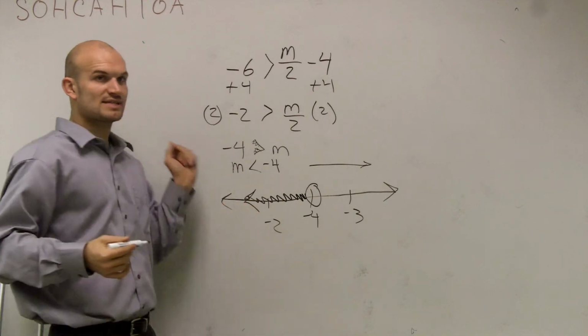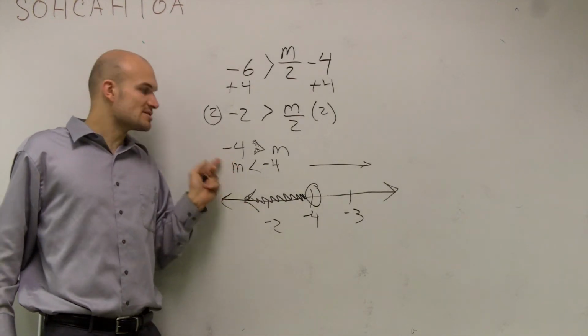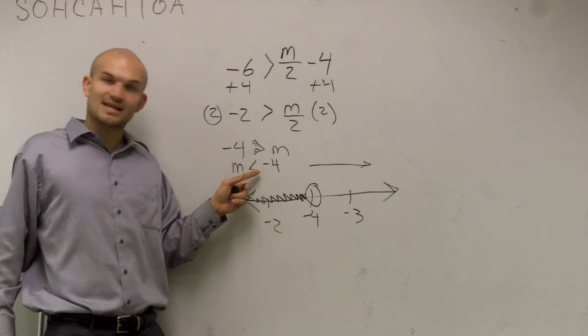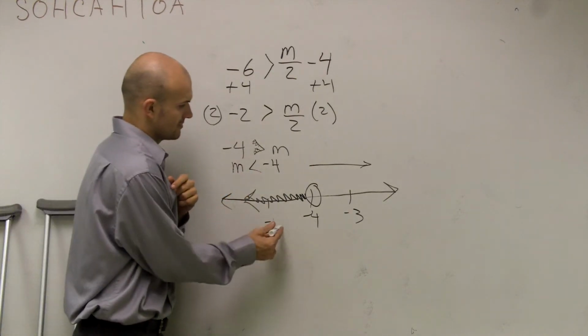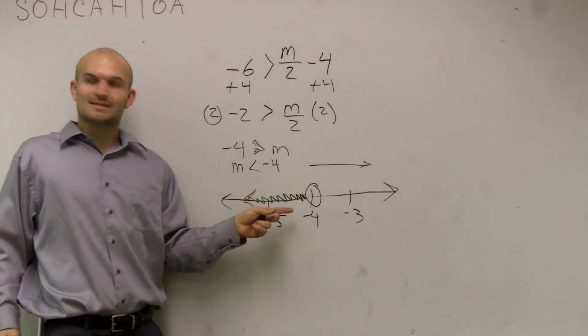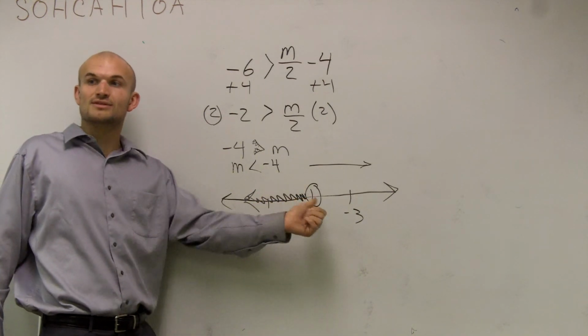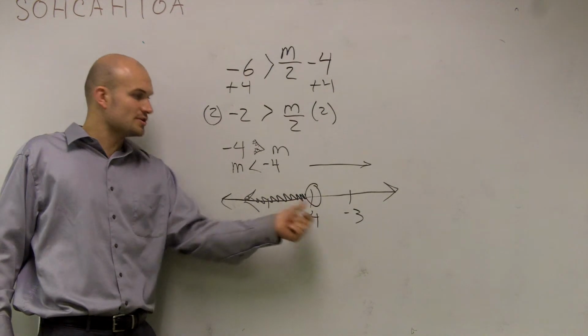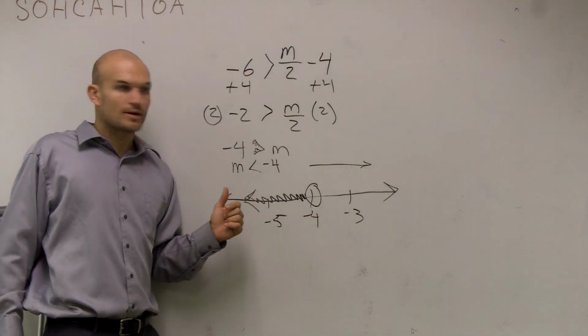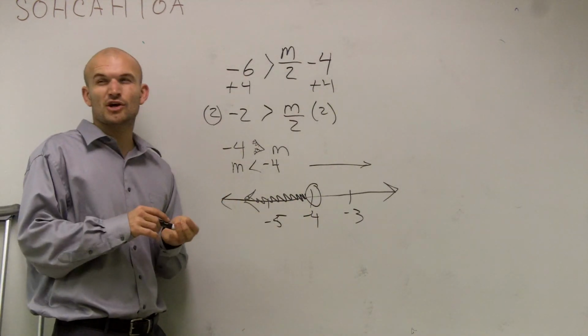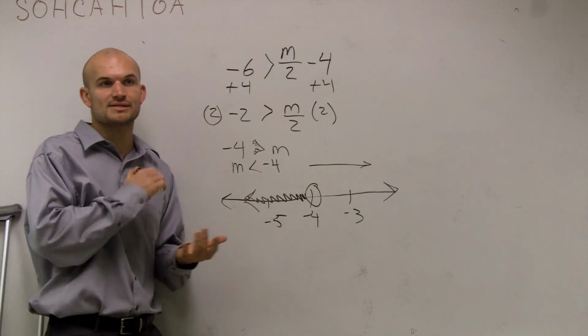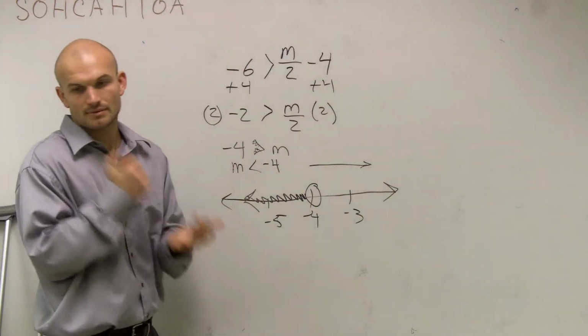Because remember, we can also say it out loud. m is the numbers that are less than -4. Well, what's less than -4? What's less than -4? -5 or -3? And remember, less than -4 is going to be -5, -6, all the numbers to the left. Okay? Remember though, if you're having problems, just do your test points. That'd be the easiest thing. All right, that's it.